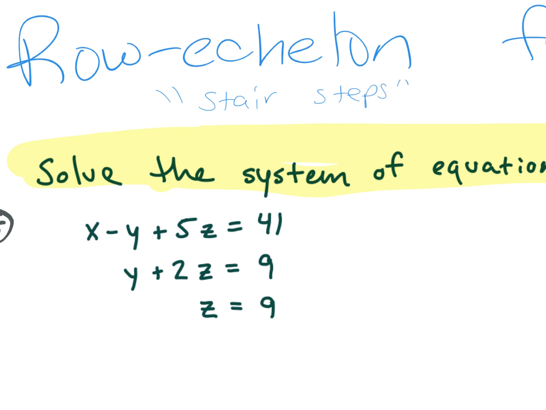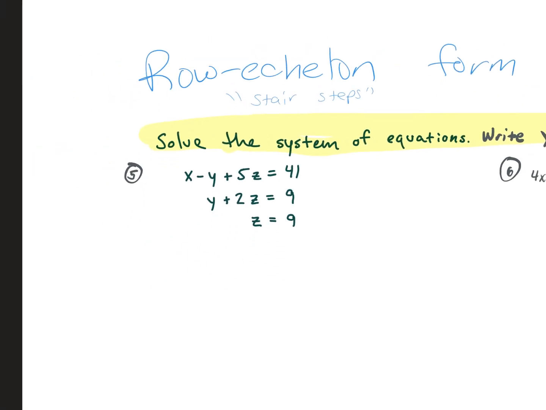Do you notice how the first equation has how many variables? 3. Then the second one has how many? Then the last one has how many? 1. So you're going to start with 3 equations, 3 variables, and on Monday we're going to work them down to where they are in row echelon form, where it looks like this. First equation has 3, second equation has 2, third equation has 1.